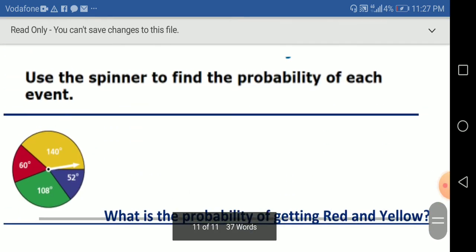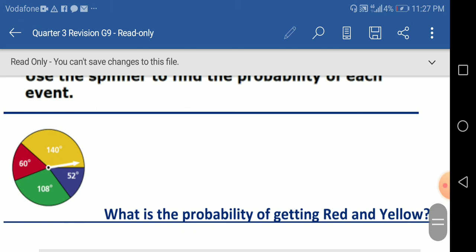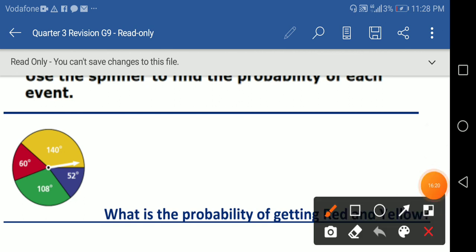Okay, guys, and I can use the calculator in this quarter. Remember, if I ask what's the probability of getting all colors except red, I'm going to add the 140 plus 52 plus 108, all over 360.